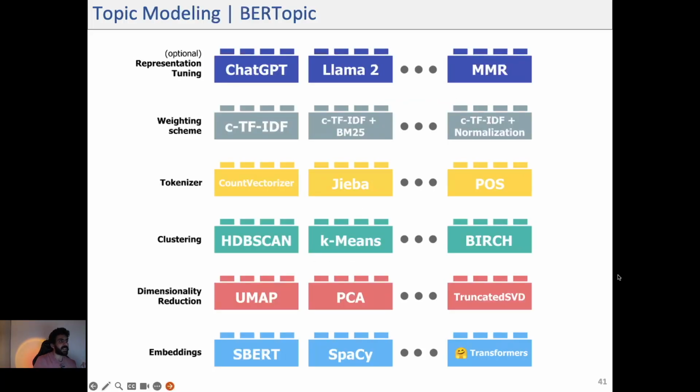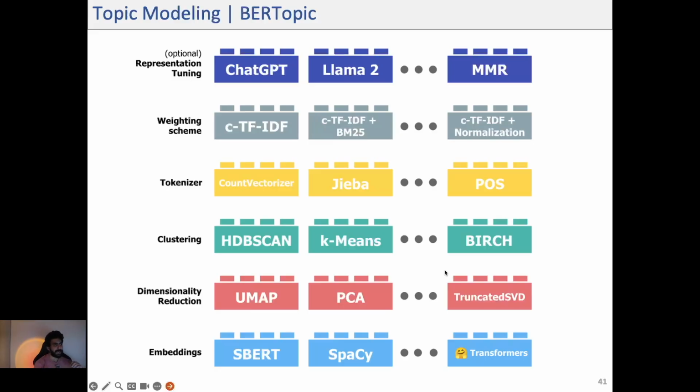Now that we've seen the basic BERTopic pipeline, let's take a closer look at how modular this really is and why this is so powerful. Each block in the pipeline offers multiple plug-and-play components. Think of it more like Lego bricks. So we can swap parts depending on our needs, domain, or maybe computational budgets.